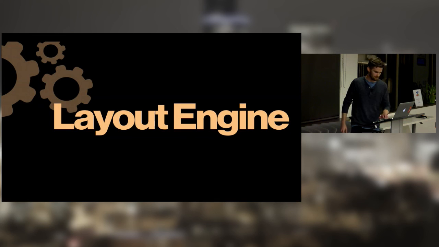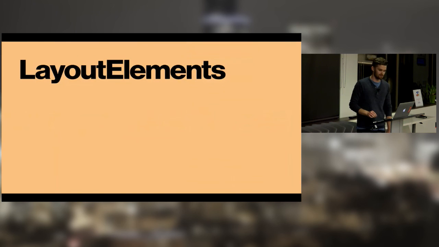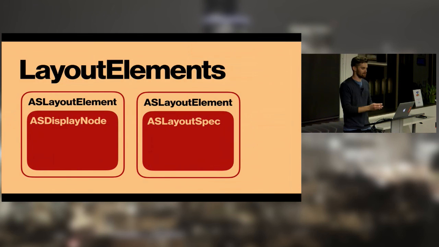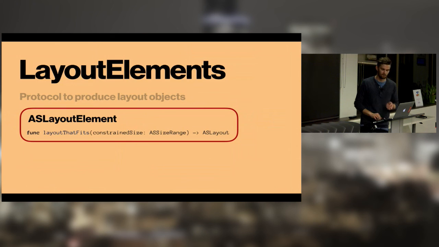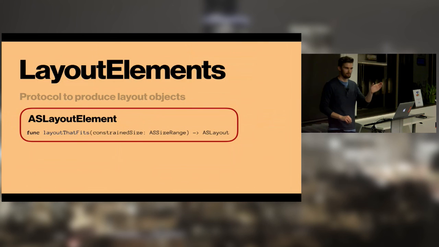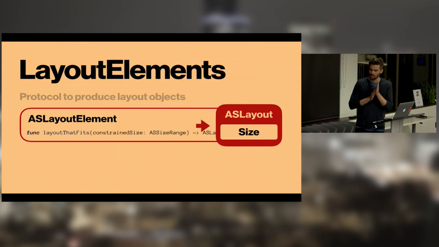So now you've got a little taste of working with the layout spec API. I want to give you a deep dive into the layout engine and show you how this works in meeting our original goals. It all starts with the layout element protocol. Layout elements are what allow us to build these trees of layout specs and display nodes. But there's much more to them than that. Their main job is to compute and return a size of itself. The main method here is layoutThatFits, which takes a constrained ASSizeRange. Remember, this is the minimum size it could be and the maximum size it could be. layoutThatFits computes an ASLayout object, which represents the size of the layout element. And remember, layout elements are both display nodes and layout specs.